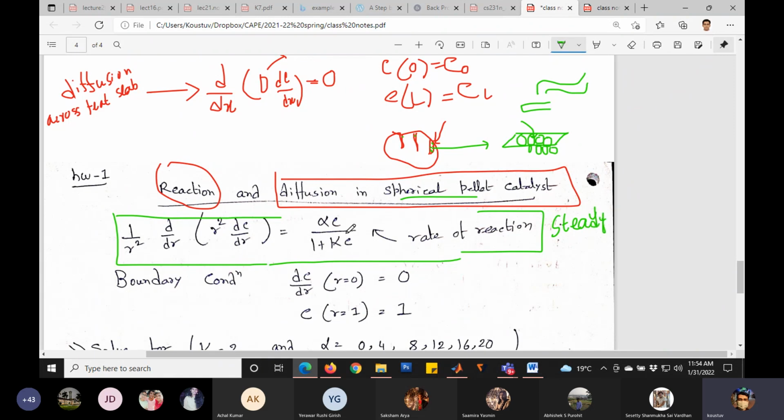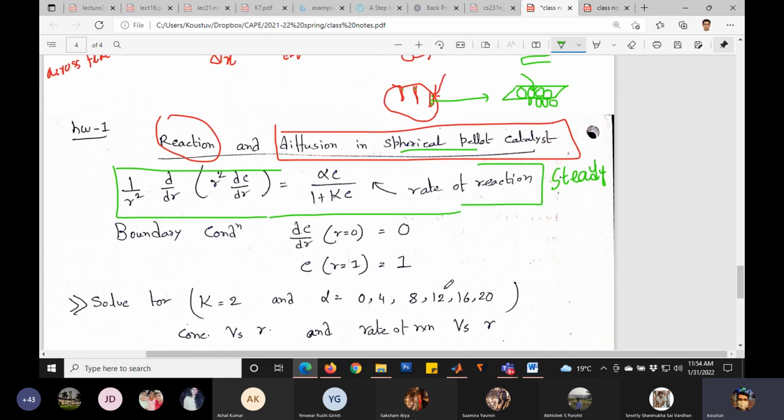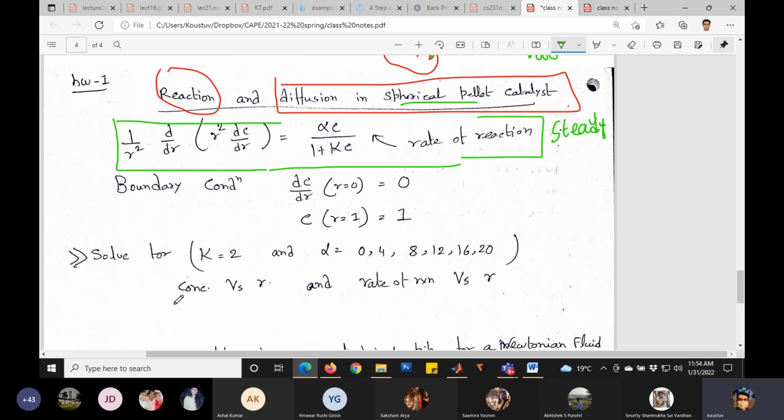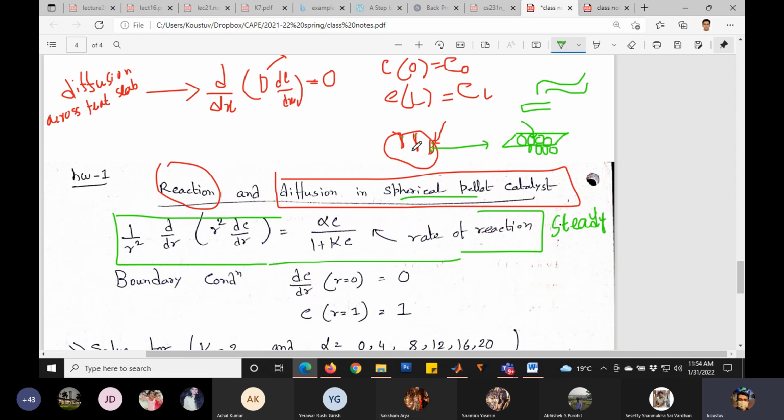Consider that this reaction is not there, so this will be 0, which you can again solve. But consider that reaction is there, which is making your complications, more complications. And then you have introduced, as you can see, that you can also look at the rate at which the reaction occurs as a function of distance. Since there is a spherical pellet, up to that radius, let's say this is RP, the pellet radius.